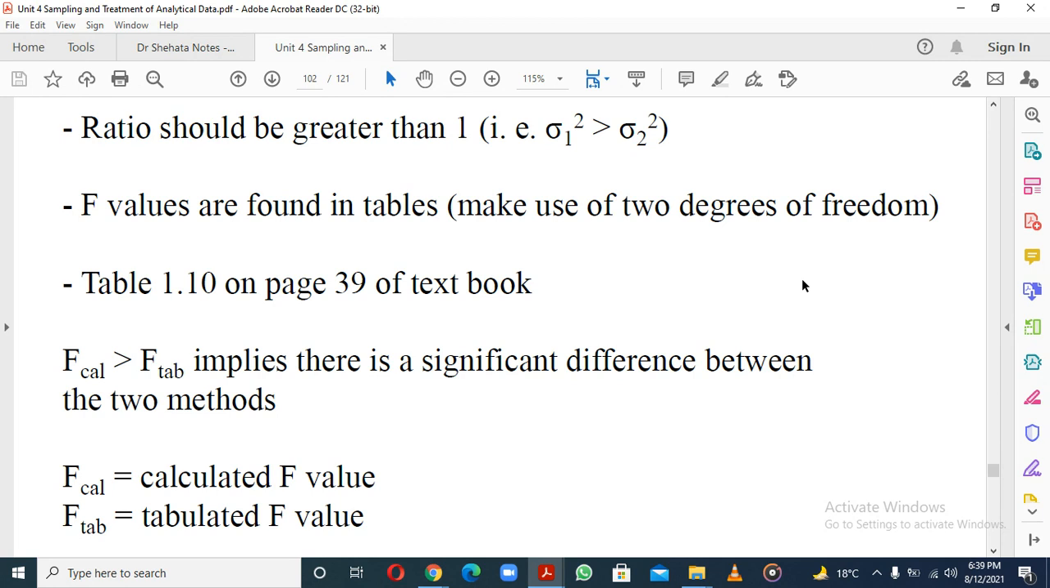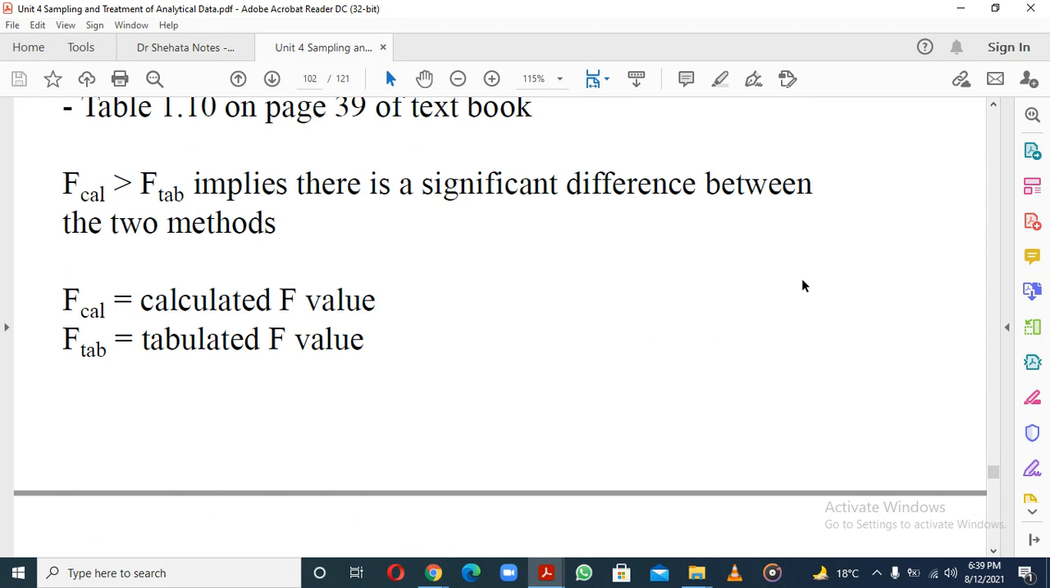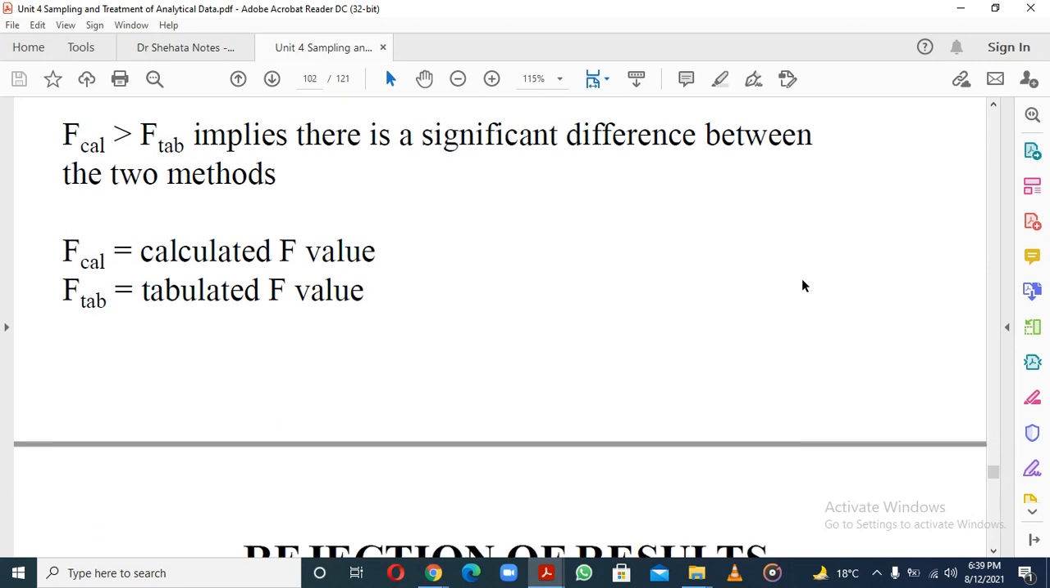But if our f value that we've calculated is less than the tabulated value, the value in the f-test table, then we know that there is no significant difference between the two methods. And so whether you use method 1 or method 2, the values that you get are pretty much the same. Of course, there may be small differences, but it's not significant. So the word significant is very important.